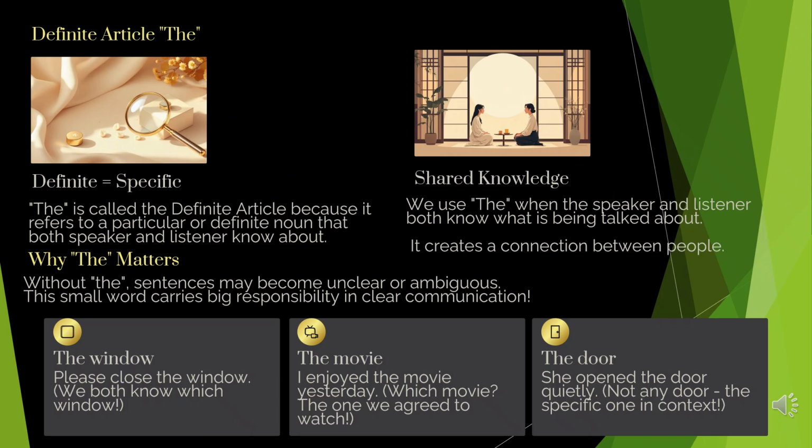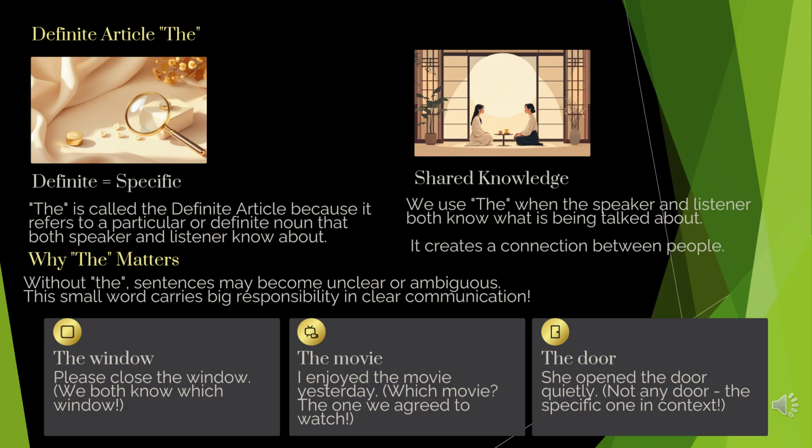Definite means specific. The is called the definite article because it refers to a particular or a definite noun that both speaker and listener know about. We use the when the speaker and the listener both know what is being talked about. It creates a connection between people. Why the matters? Without the, a sentence may become unclear or ambiguous. This small word carries big responsibility in clear communication.